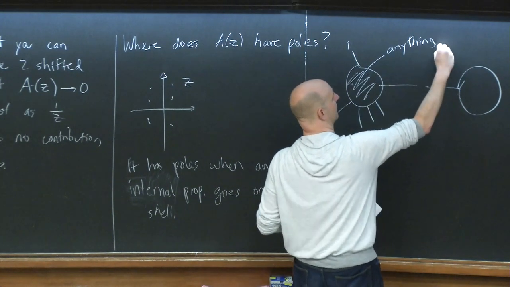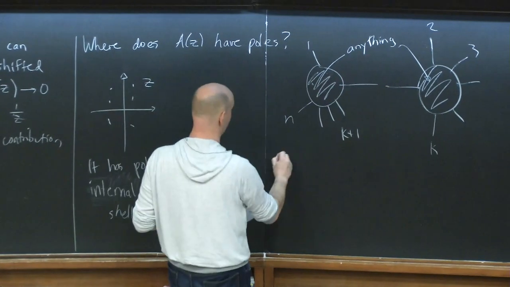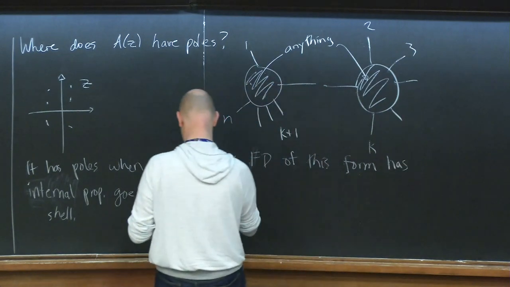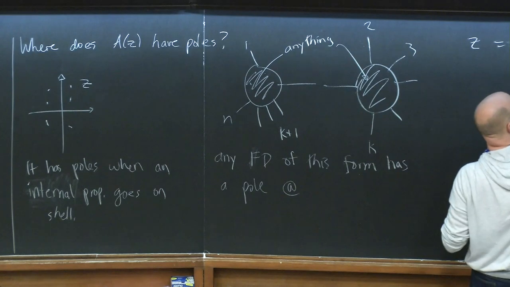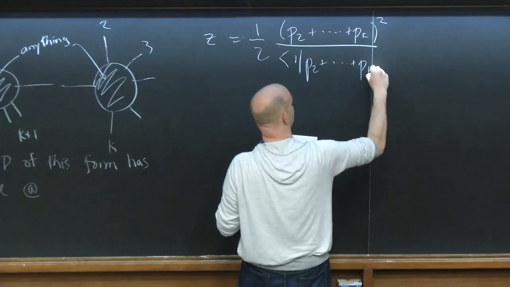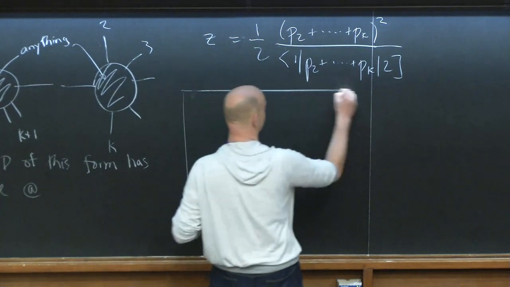So this gray blob means anything. So any Feynman diagram of this form has a pole at, and this is just what I was writing at the end of last time, z equals 1/2 p2 squared over this funny bracket object. Notice, of course, that the external particles are given their fixed external ordering. Because I happen to choose particles 1 and 2 to do my shift, it's important that 1 and 2 be separated in this diagram. So let me make a side comment here.